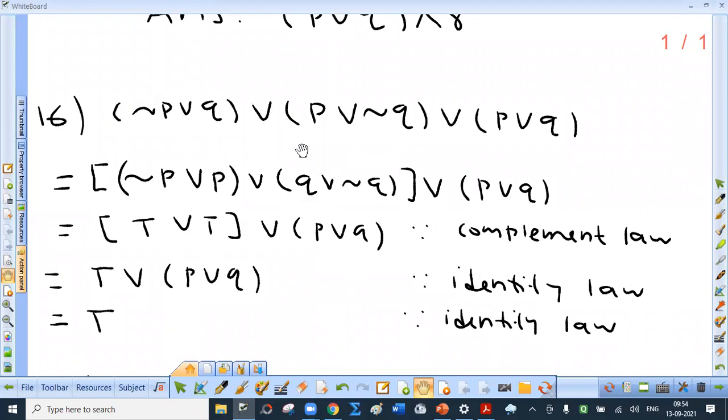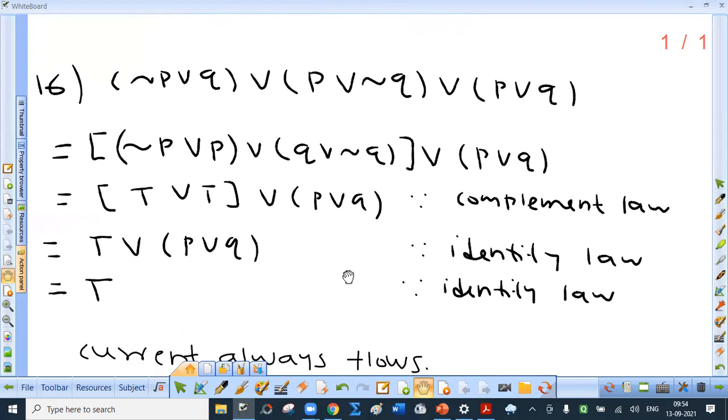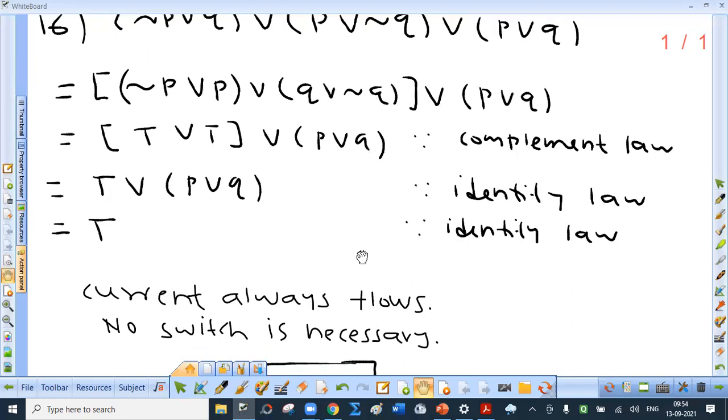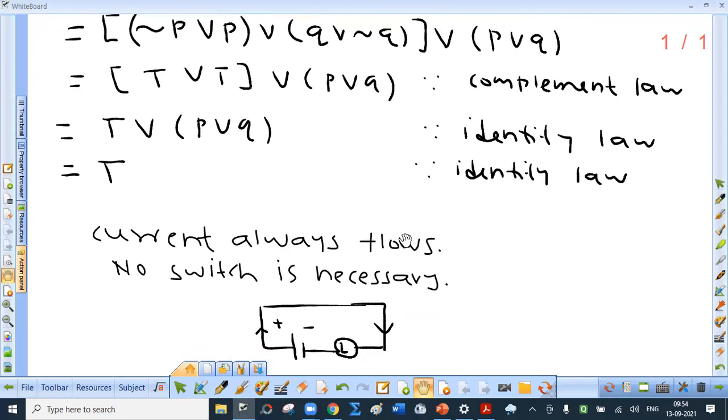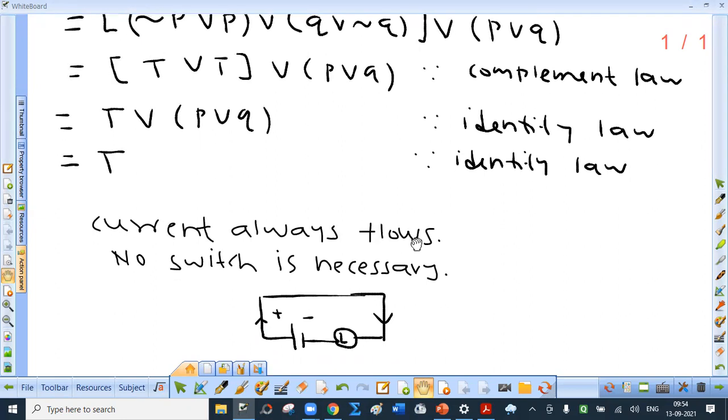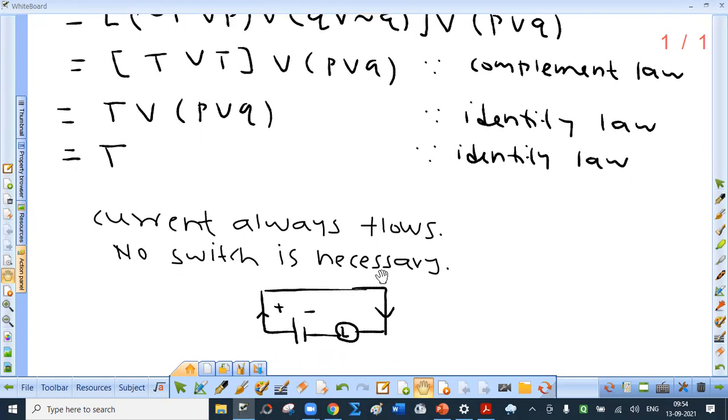You may say, actually, if you want to write the reason, then commutative law, associative law, and here complement law. But this is true, so identity law. Again, identity law. So you have to say that current always flows. It is not necessary to use any switch in the circuit. This is the simplified form of the given circuit. Right.